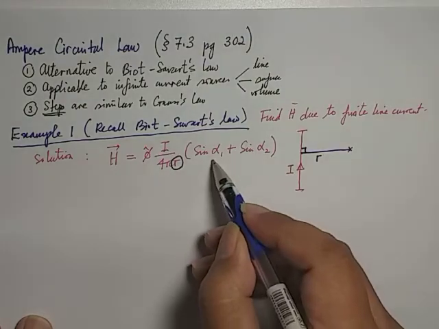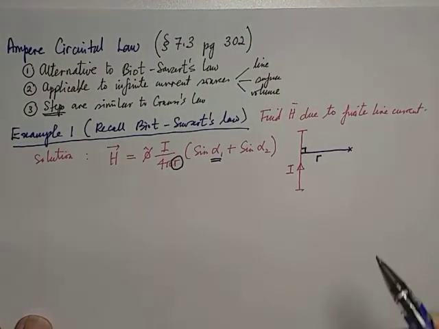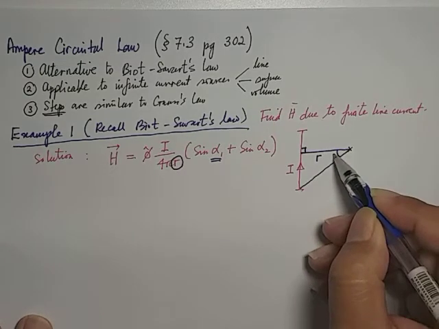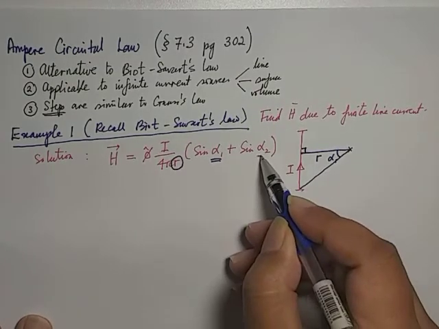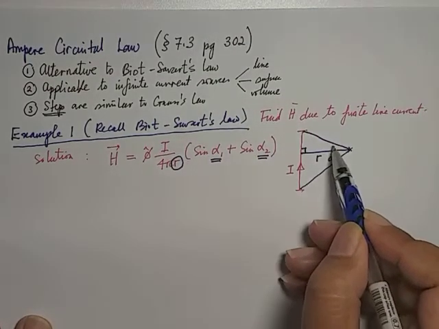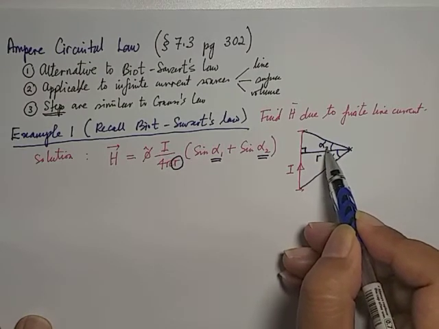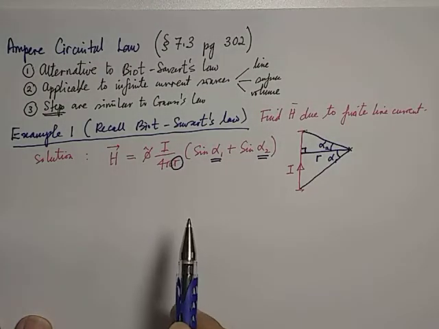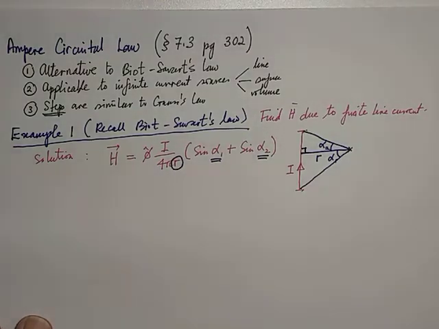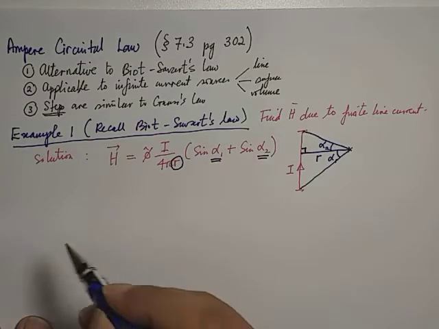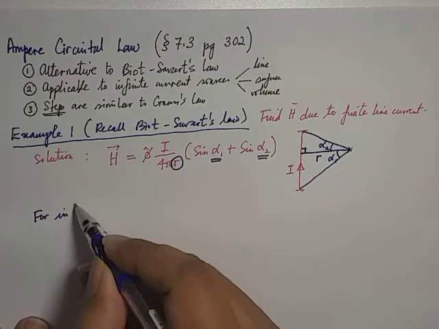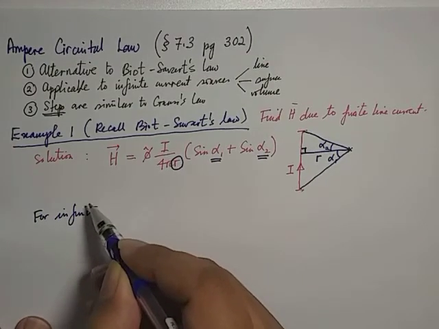Then we want to define alpha 1. What is alpha 1? The angle shown here. So this is our alpha 1. Then what is alpha 2? The angle up here. So this is our alpha 2. That's what we obtain using Biot-Savart for finite line current. Then we extend the solution for infinite line current.